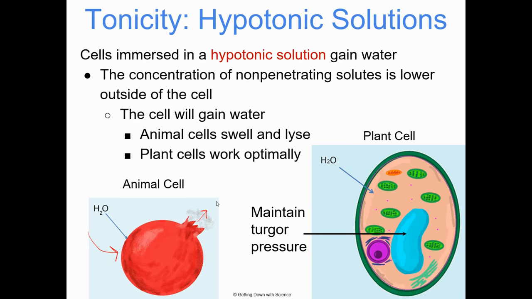Plant cells, on the other hand, work optimally in a hypotonic solution, and it's all because of this central vacuole here. It can take up a lot of that water. It puts pressure on the cell wall. Remember turgor pressure, and that's how plant cells like to be. So plant cells can survive in both hypotonic and isotonic solutions, but animal cells can only really survive in isotonic solutions.